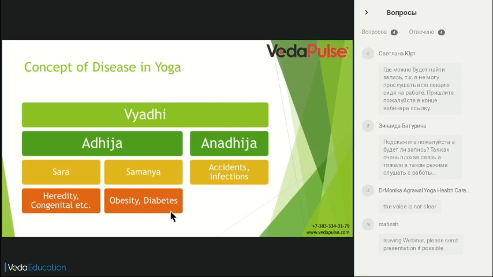И самани – это общие психосоматические заболевания, о которых мы с вами говорили, ожирение, диабет. So what we understand is obesity is a stress-borne illness according to yoga, or it is also the Adhija Vyadhi. И получается, что ожирение относится к типу вьядхи, которые связаны со стрессом, адхиджа тип.